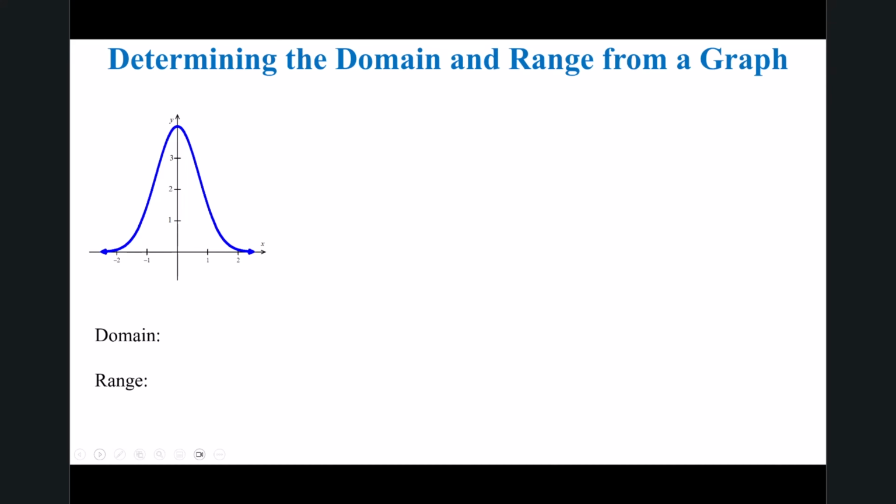The domain is all of the possible x values, so from left to right. Notice on the left we have an arrow, so the graph keeps going on the left. And on the right we also have an arrow, so the graph will keep going on the right forever in both directions. So our domain is all real numbers. Every possible x value can be used for this graph.